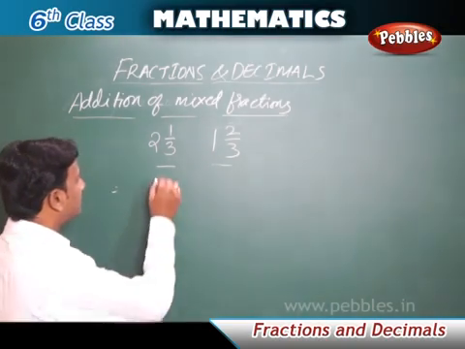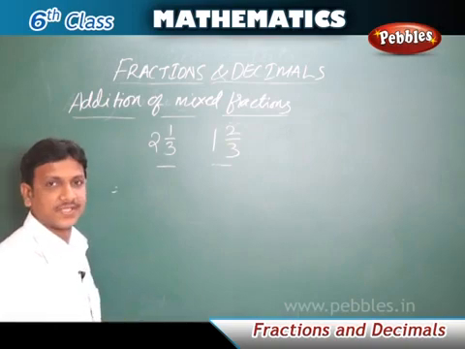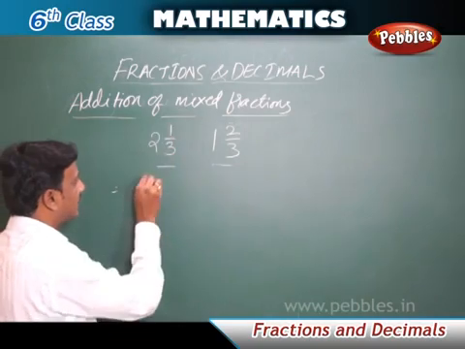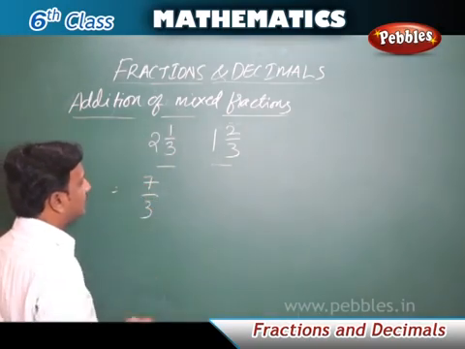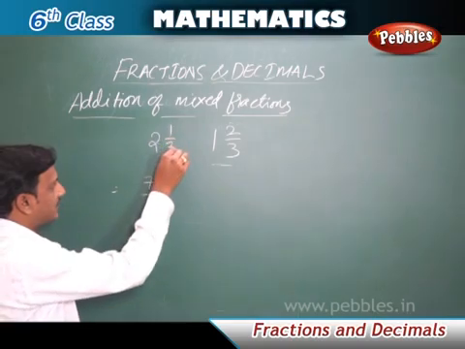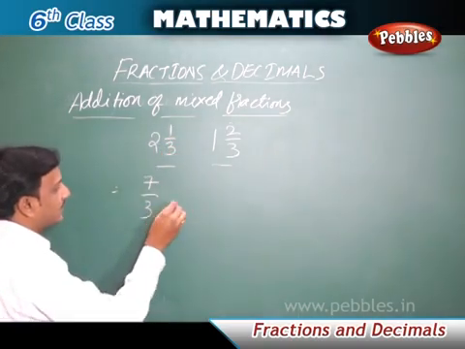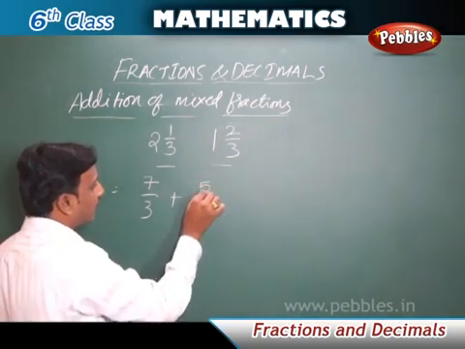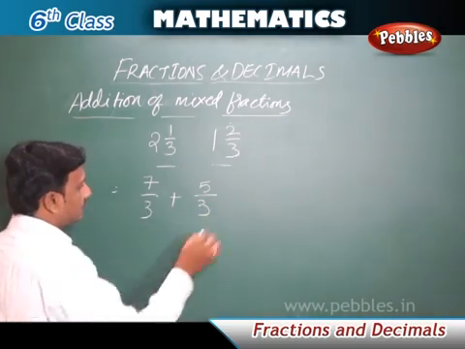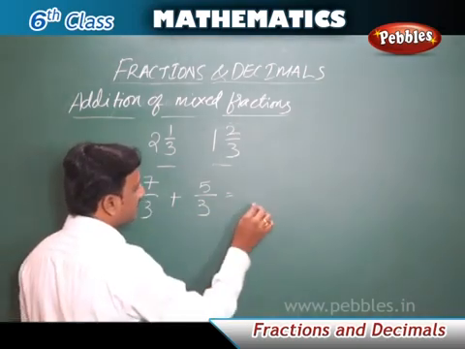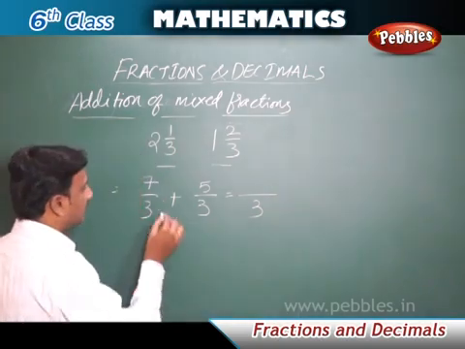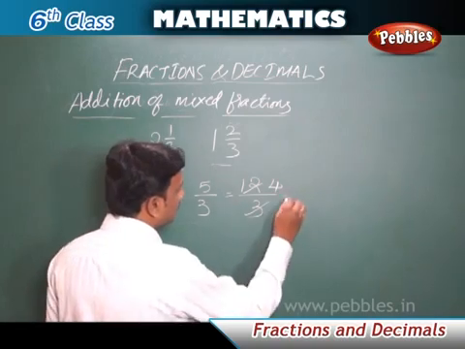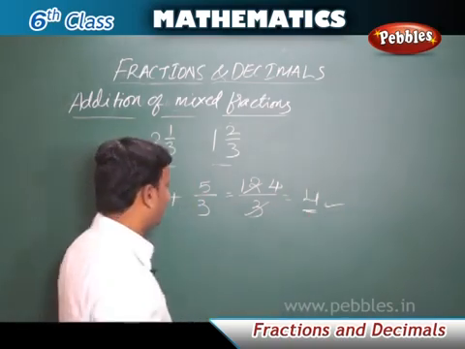In one way, first we can convert these mixed fractions into improper fractions. 2 times 3 is 6, plus 1, 7/3. So the improper fraction of this 2 1/3 mixed fraction is 7/3. Plus 1 2/3: 1 times 3 is 3, plus 2, 5/3. So here the denominator is common. Now 7 plus 5 is 12, and 3 fours are 12. So here the answer is 4.